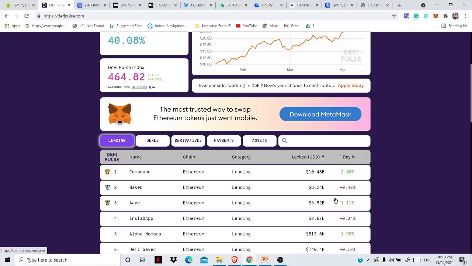Liquity is quite similar, you can say 80% similar to Maker, but their approach is better. I'm not saying the product is better, I'm saying their approach is better. So it can capture a lot of market cap from MakerDAO.